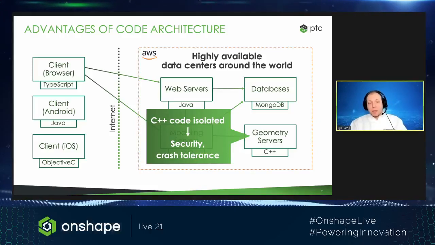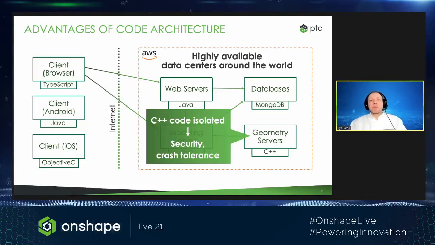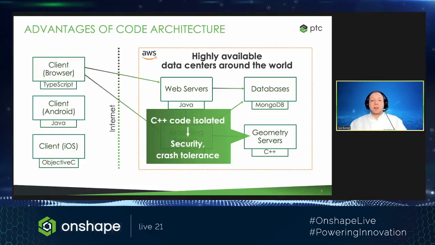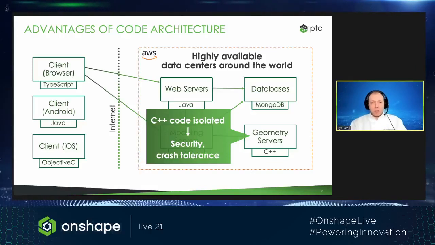With Onshape, because the geometry server is separate from the code that writes to the database, if a geometry server crashes, you may get a support code, but no data loss.